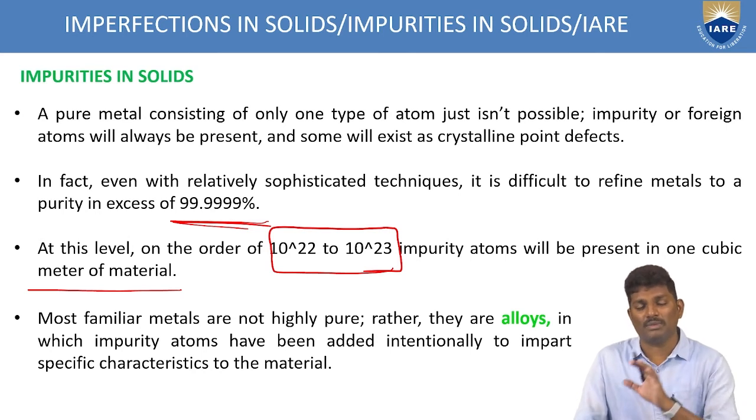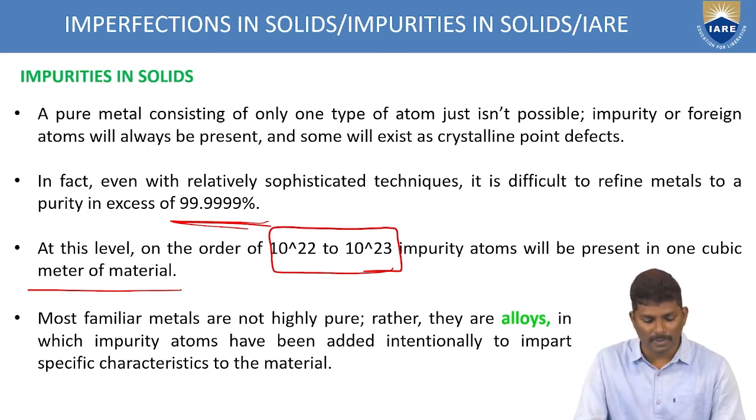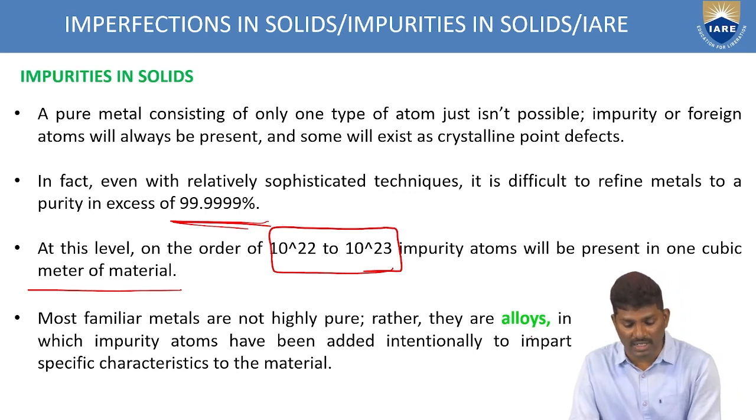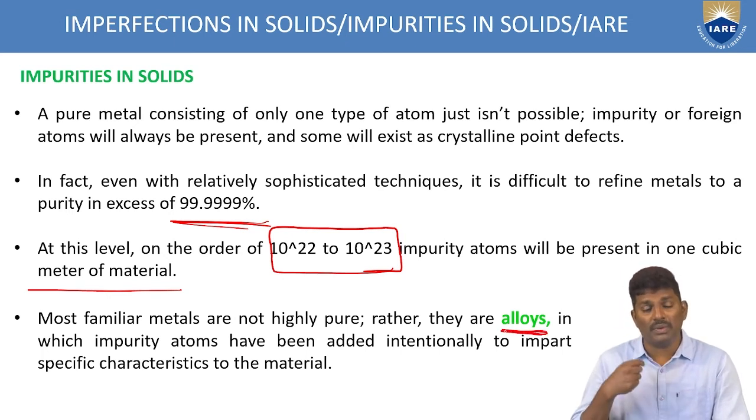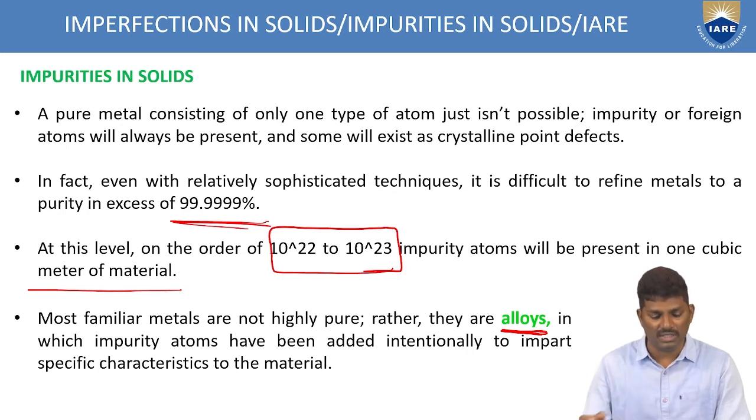So all the atoms are not pure. Most familiar metals are not highly pure; rather, they're alloys. Because of these alloys of the metals, what is happening? Impurities have been added, and you're getting additional different types of atoms. That's why there are impurities in solids.